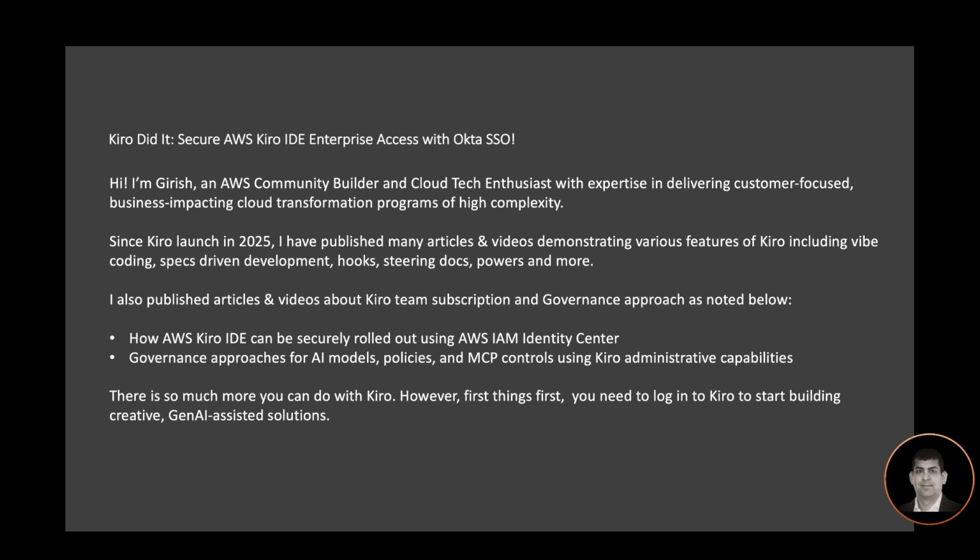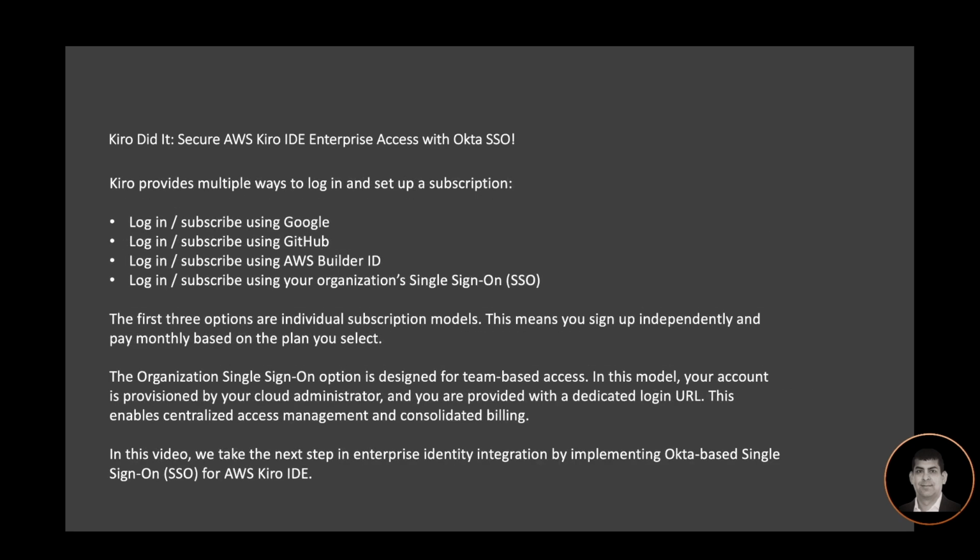However, first things first, you need to log into Kiro to start building creative GenAI assisted solutions. Kiro provides multiple ways to log in and set up a subscription. You can log in and subscribe using Google, GitHub, AWS Builder ID, and you can also use your organization single sign-on. The first three options are individual subscription models. This means you sign up independently and you pay monthly based on the plan you select.